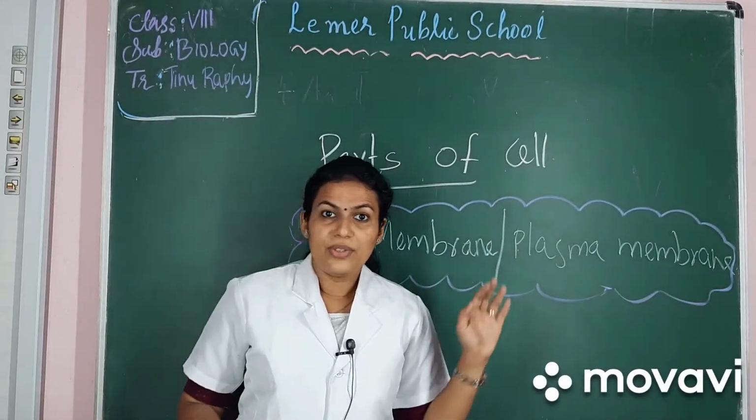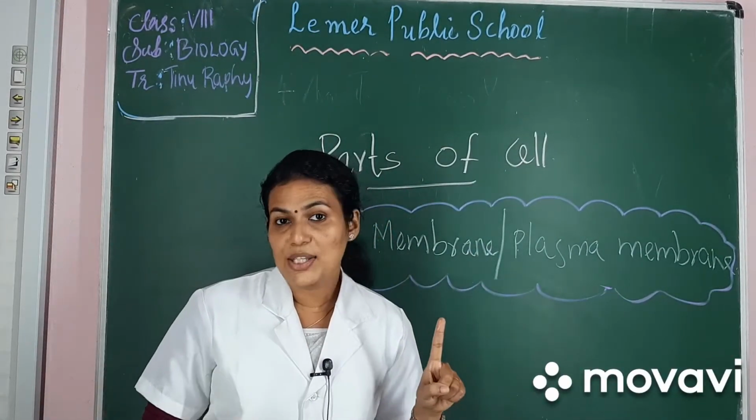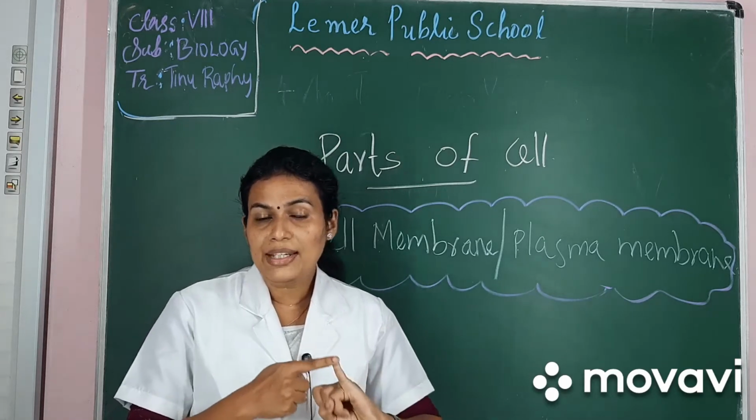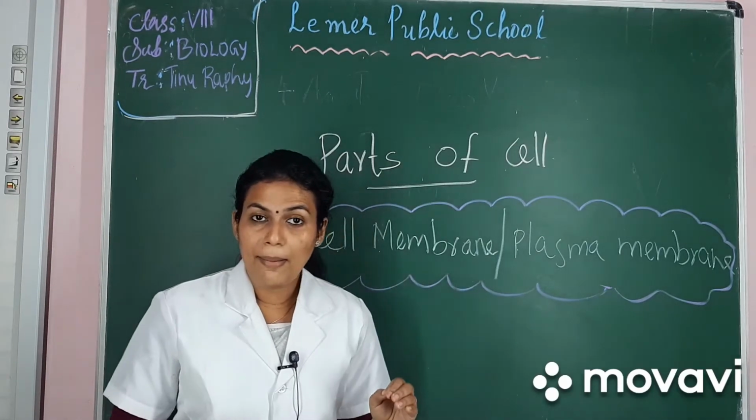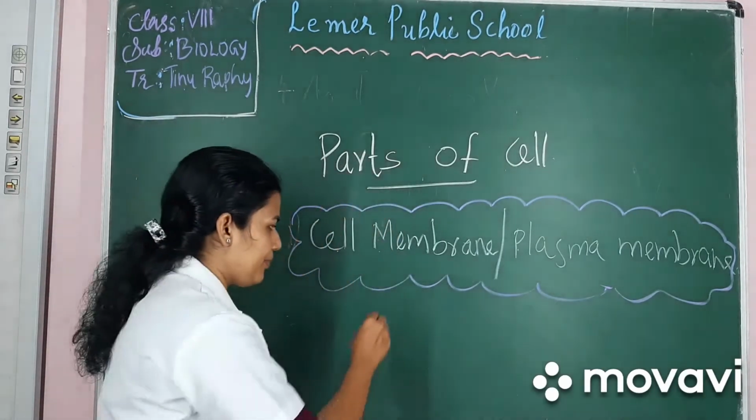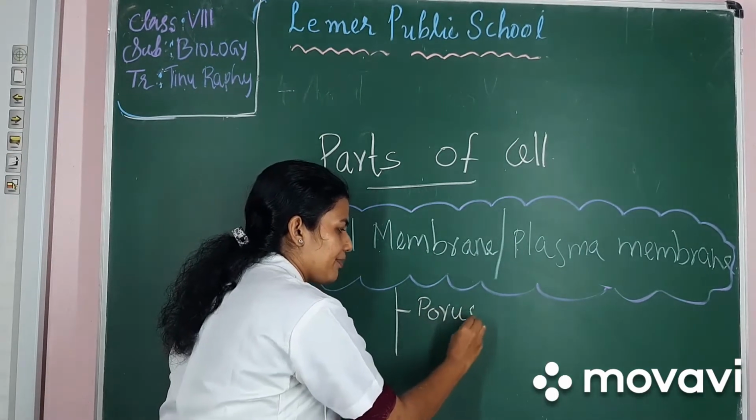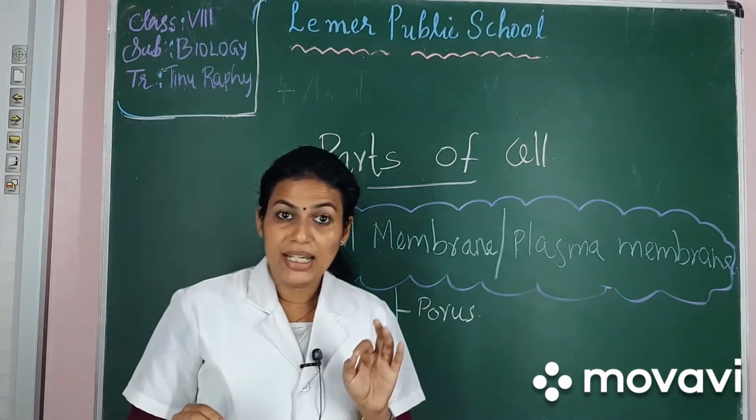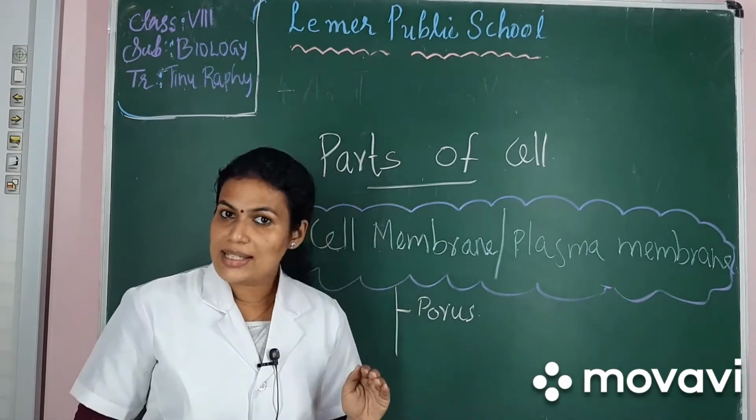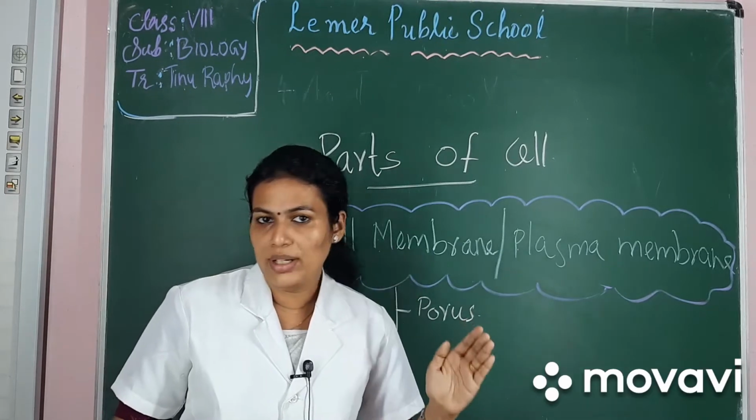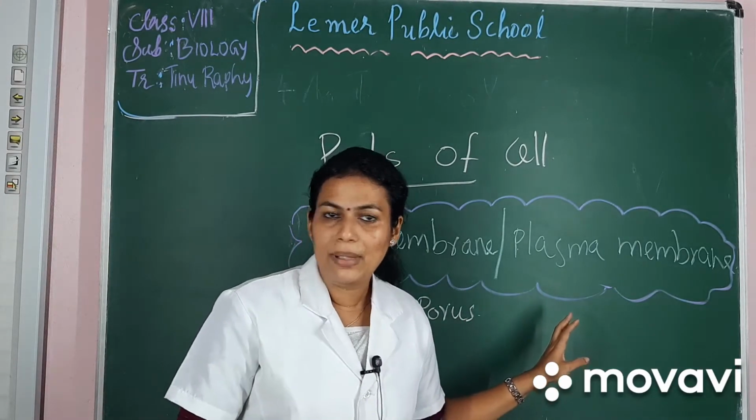What is the function of this? Now, what is the function of this plasma membrane? First function is the plasma membrane controls the entry and exit of the cell materials. That is, the plasma membrane is porous. That is, the plasma membrane has certain pores which allow the entry and exit of selected substances only, which means the plasma membrane is selectively permeable.